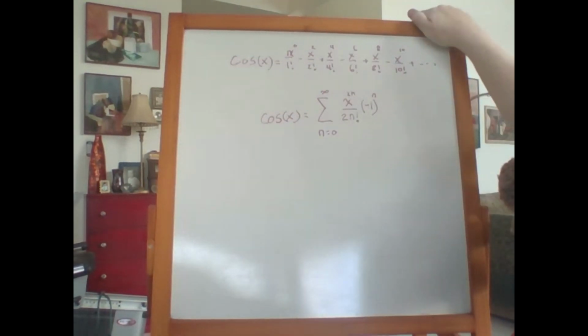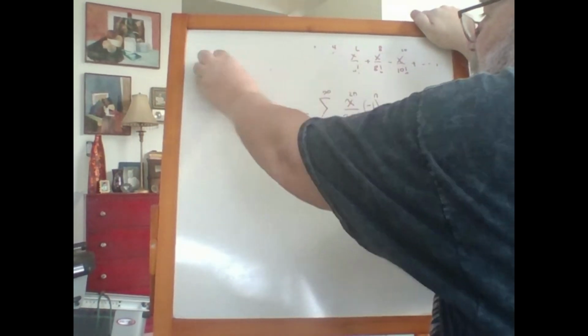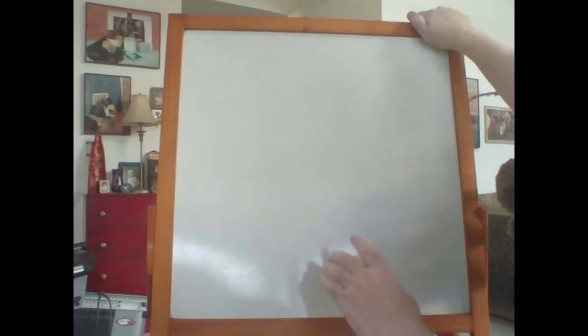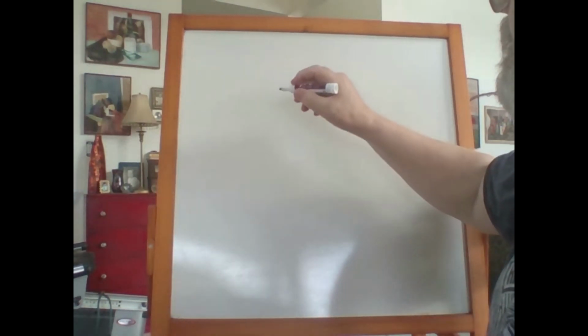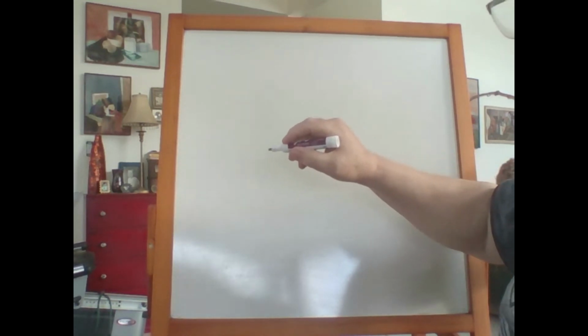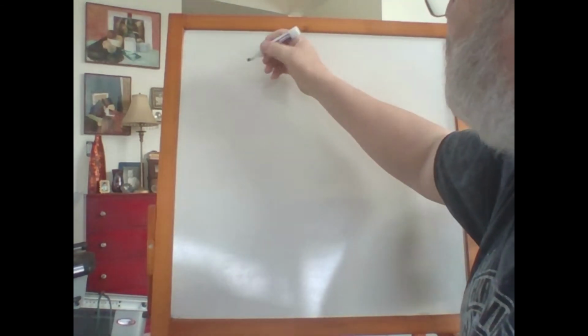Now you can do the same for the sine function. And you might guess what that is going to look like already, because the sine function is basically 90 degrees out of phase with the cosine function. So instead of even powers, it's going to give you odd powers. And let's take a look at this.